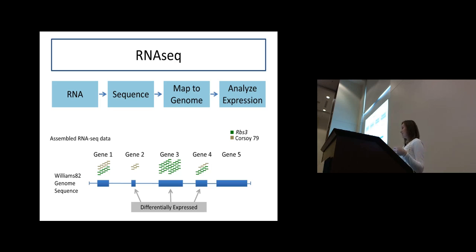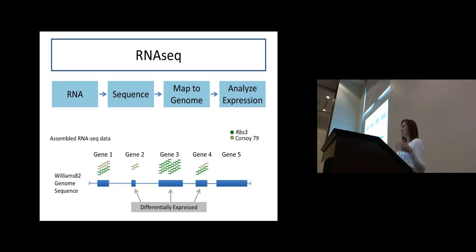And when we analyze the expression, we look for differentially expressed genes. So in this picture, the brown dashes are reads from the susceptible line, the green are reads from the resistant line, and they've been aligned to the Williams 82 genome in blue. So gene number 1 is expressed in the resistant and the susceptible, so it's not differentially expressed and not something we're going to pay attention to in the analysis.